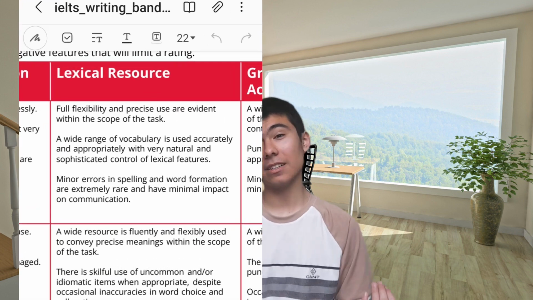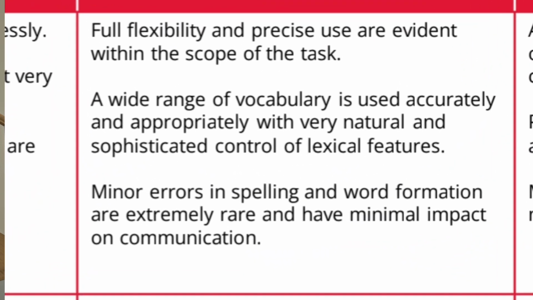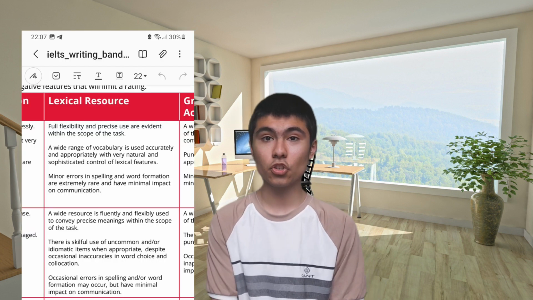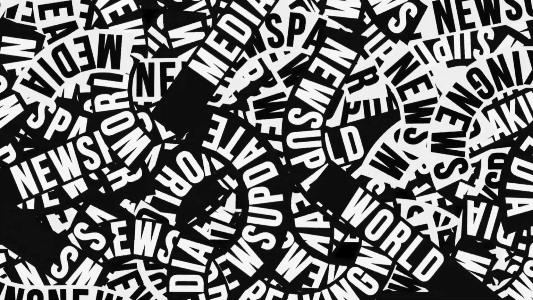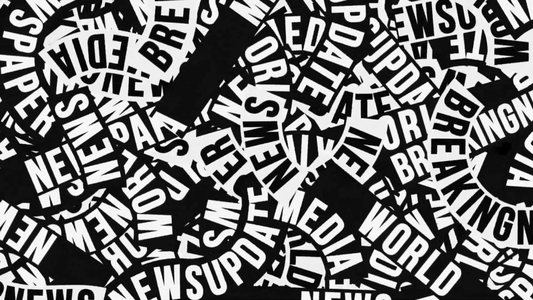The next one is lexical resource. It just means vocabulary. What you really need to focus on in this criterion is having no spelling errors. This is going to be so helpful. And the other thing is the appropriateness of word choice. If you're not 100% sure about the meaning of a word, I don't recommend you use it in your essay, because this might lead to inappropriate word choice.